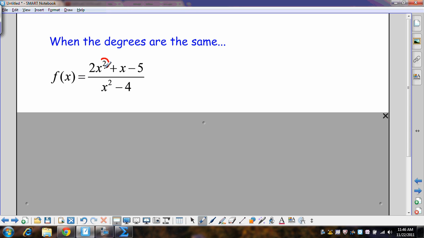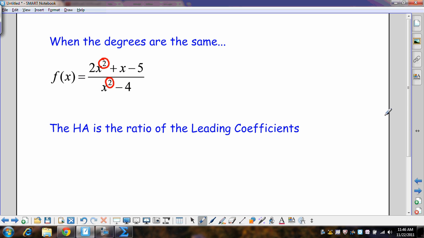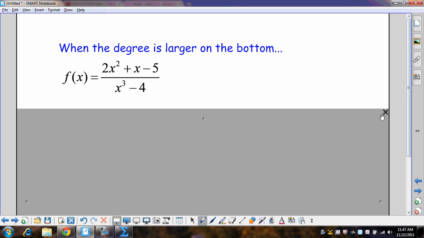The first scenario we're going to go over is, what if the degrees are the same? So in this case, I see that my degree on the top is 2, my degree on the bottom is also 2. When this happens, the horizontal asymptote is going to be the ratio of the leading coefficients. My leading coefficient on the top is 2. My leading coefficient on the bottom is 1. Therefore, my horizontal asymptote is 2 over 1, or 2. And that's it. Done. So I will draw a dotted line at y equals 2 for my asymptote.